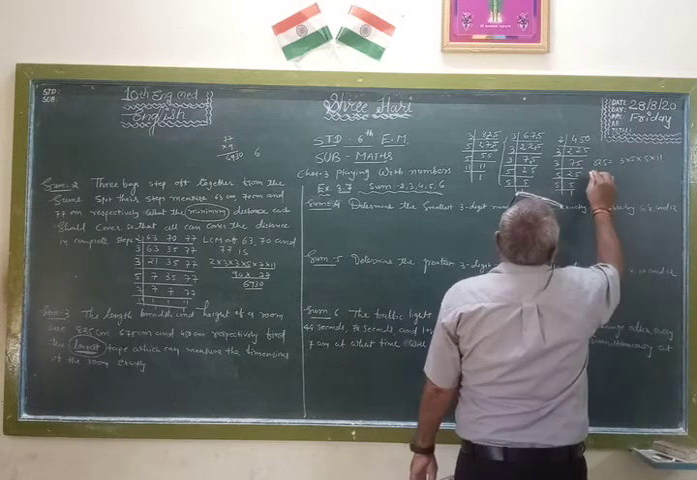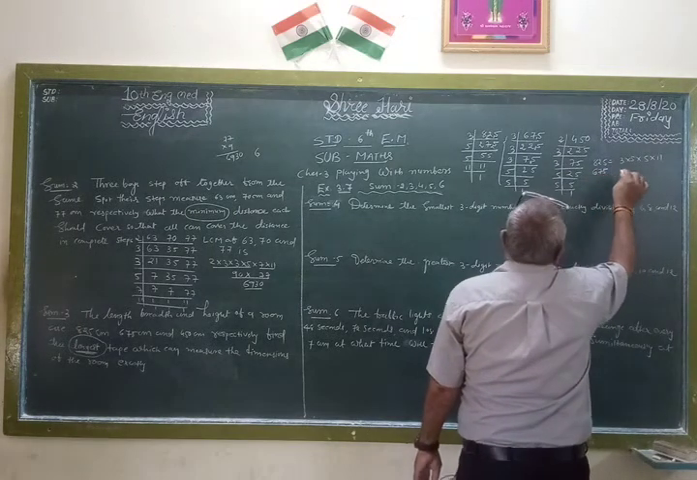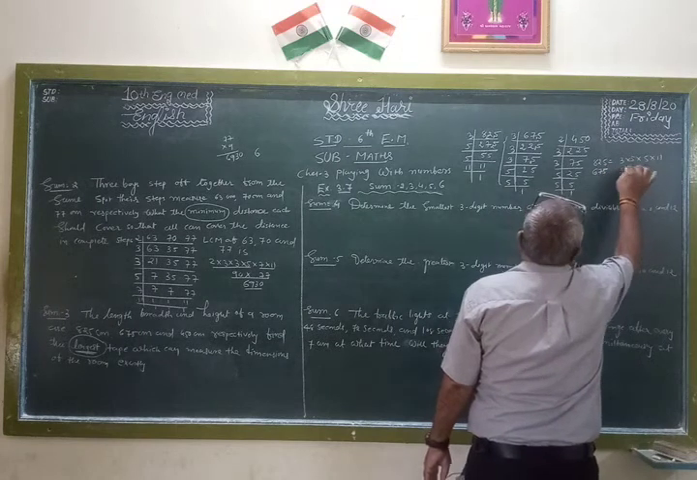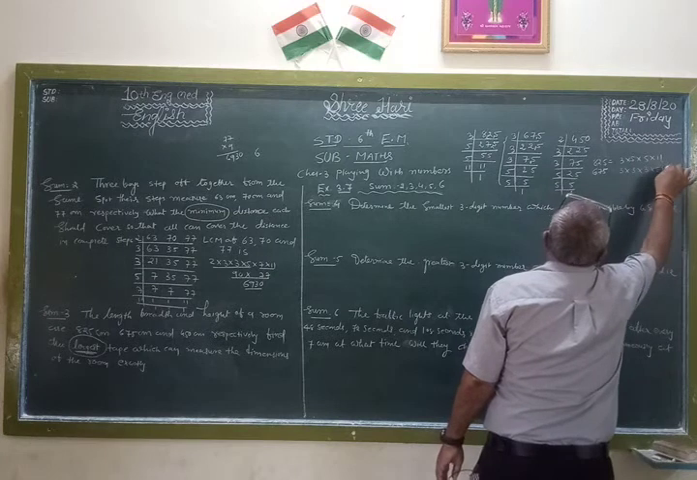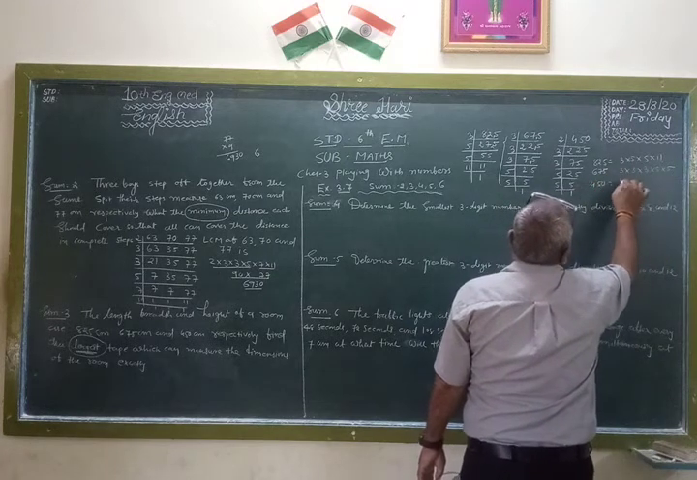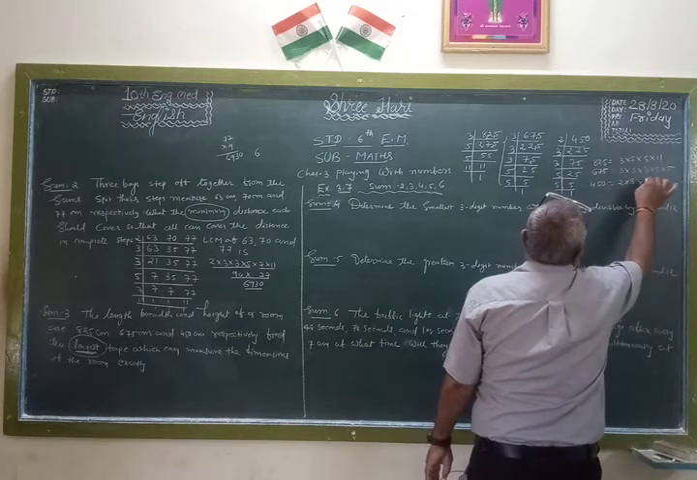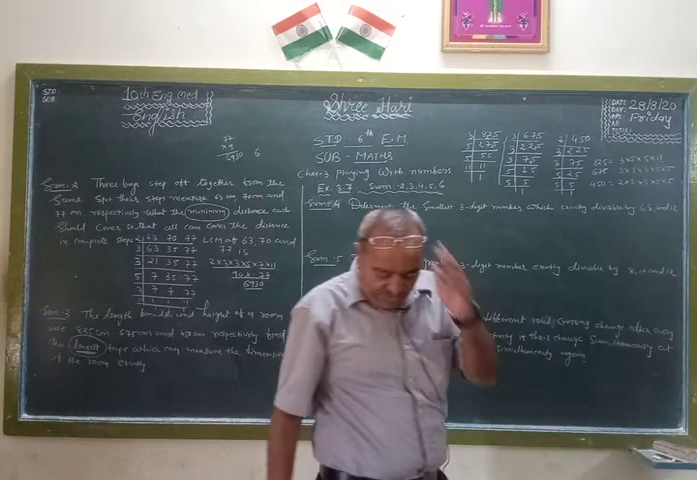Now 675 is 3 into 3 into 3 into 5 into 5. Now 450 is 2 into 3 into 3 into 5 into 5.